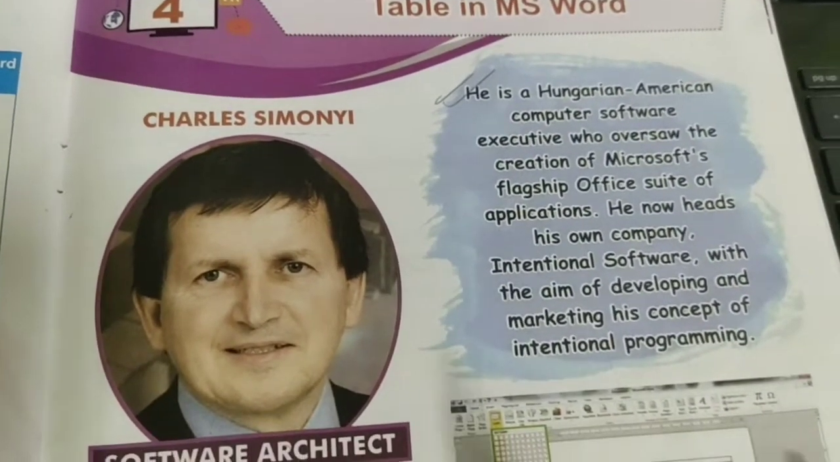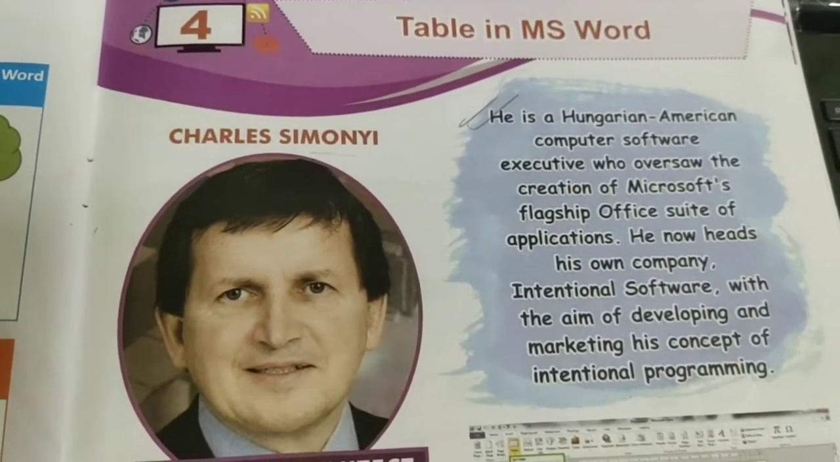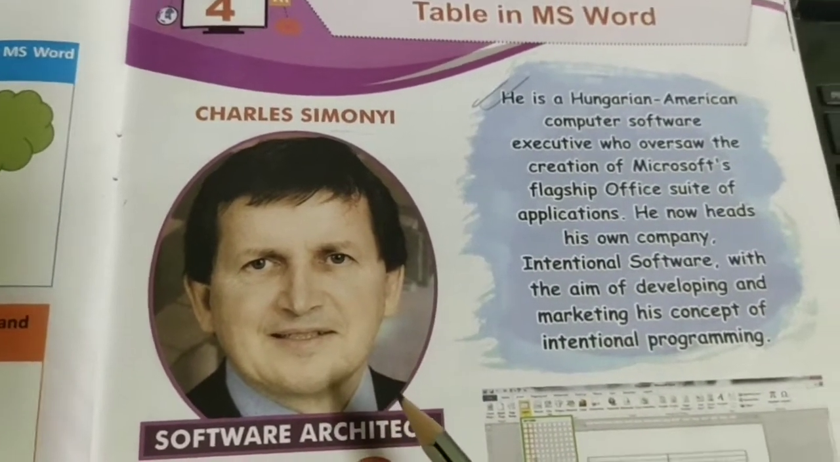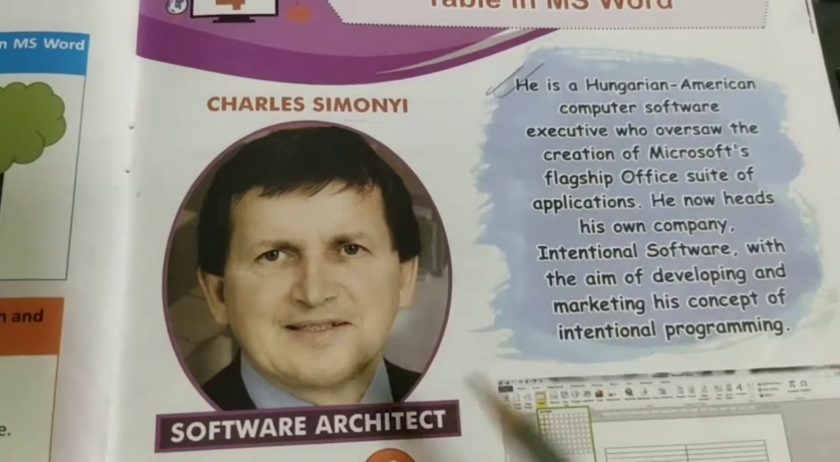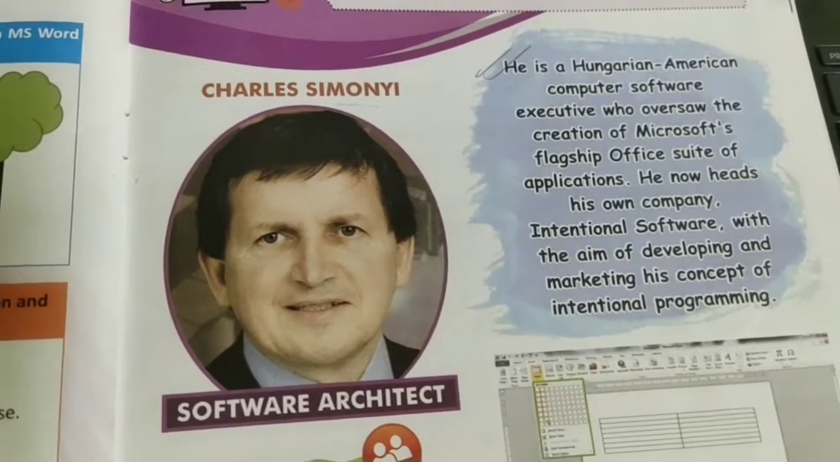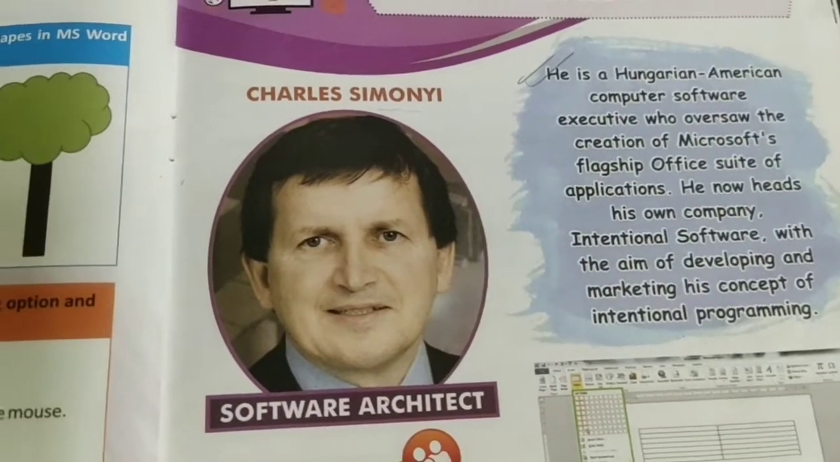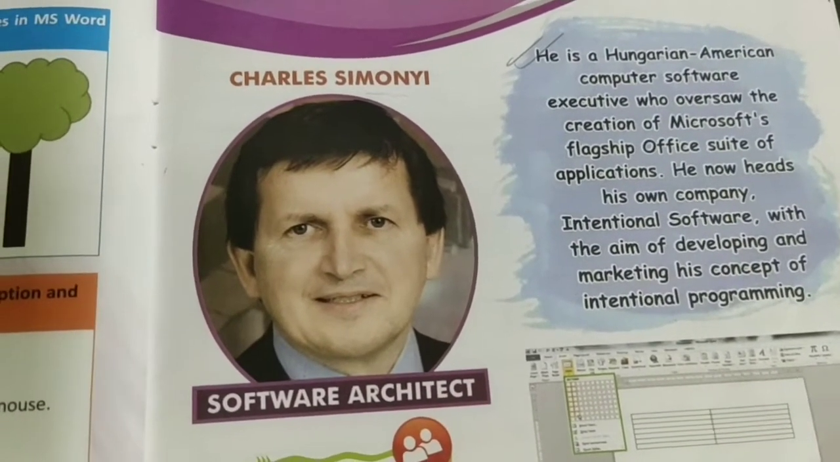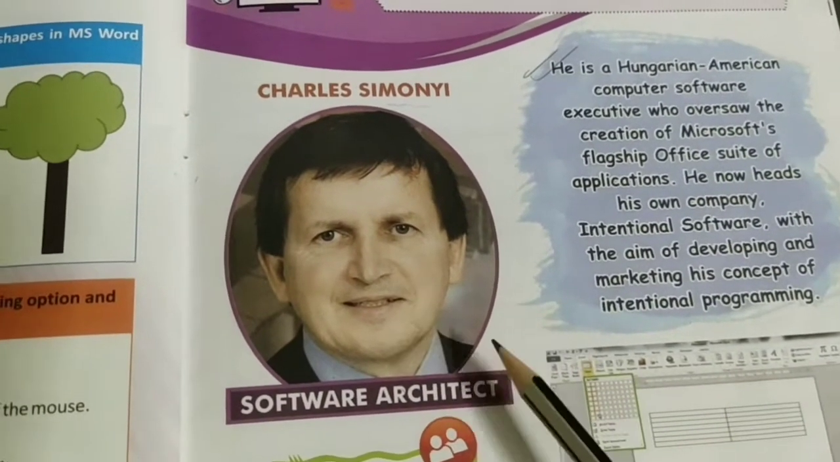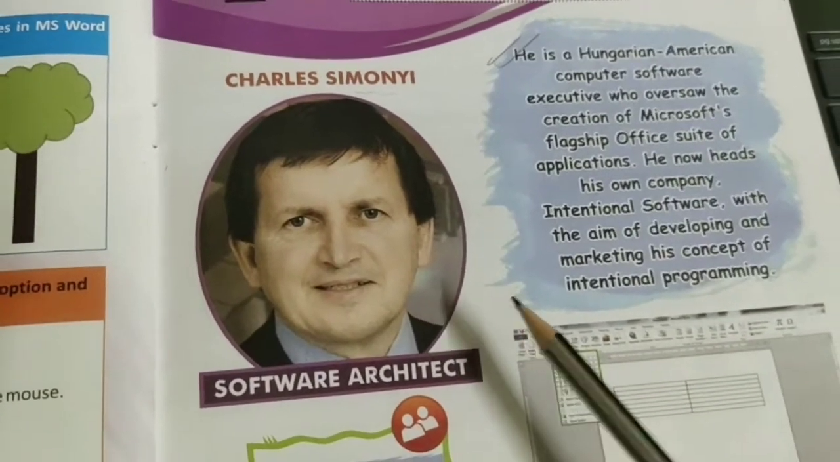Now come to the point. In this page you can see a person. His name is Charles Simonyi. He is a Hungarian American computer software architect who built the first version of the Microsoft Office suite of applications. Okay, this is the person who built the first version of Microsoft Office.